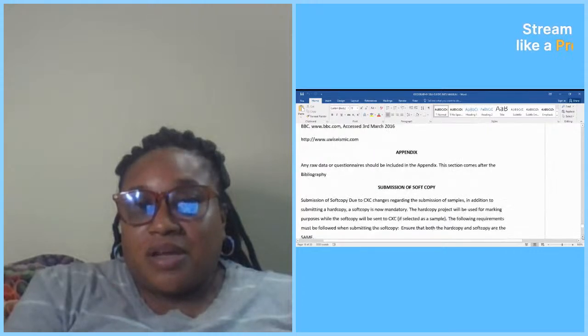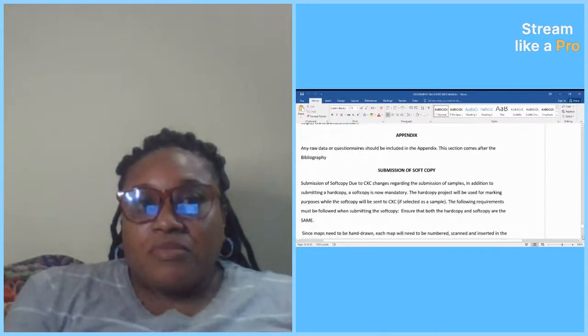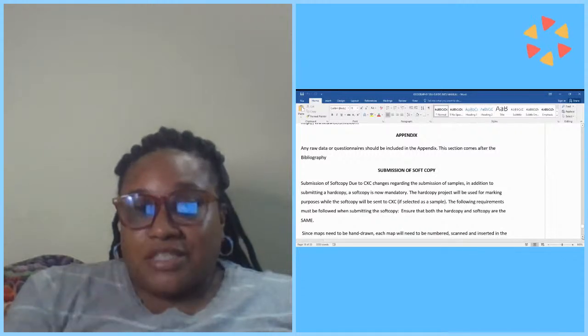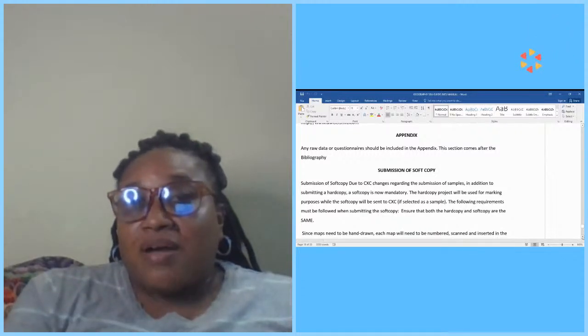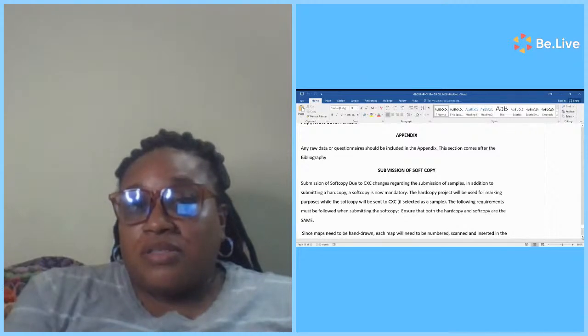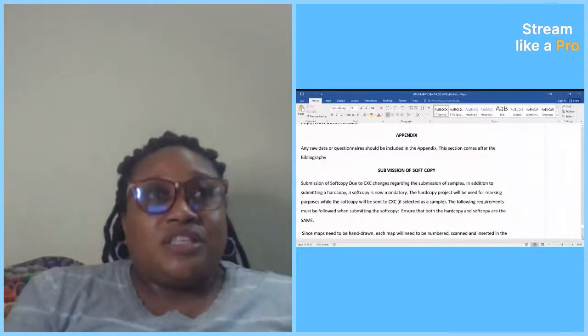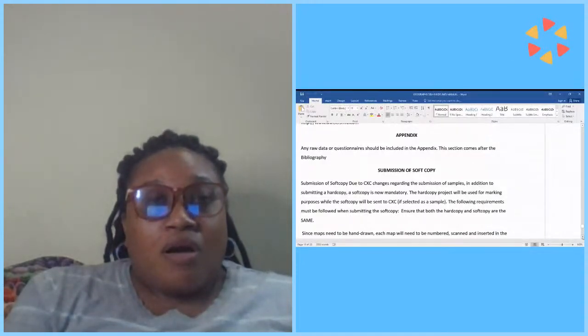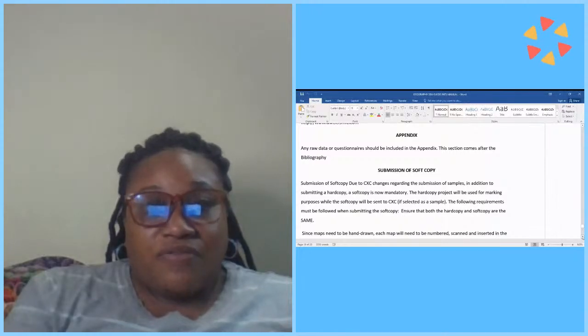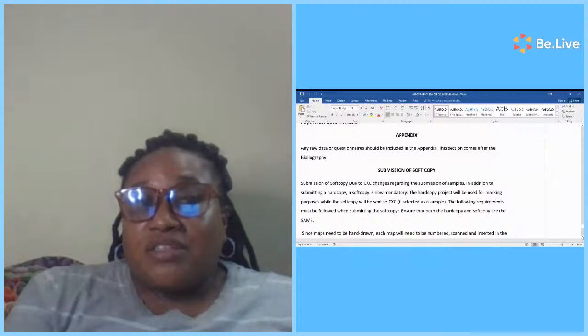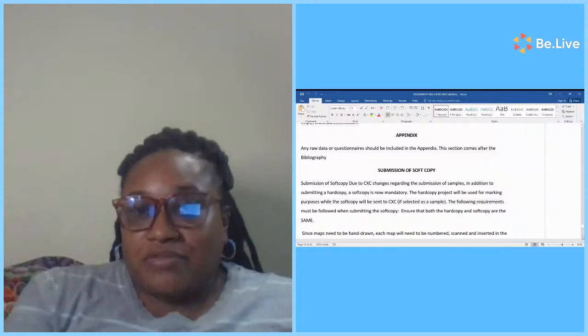Appendix is basically at the end of your SBA. Your appendix is going to have all of your raw data and the survey instruments. So if you used a questionnaire, or a data sheet to collect wave data or information on coastal features, all of that is going to be in your appendix, right?